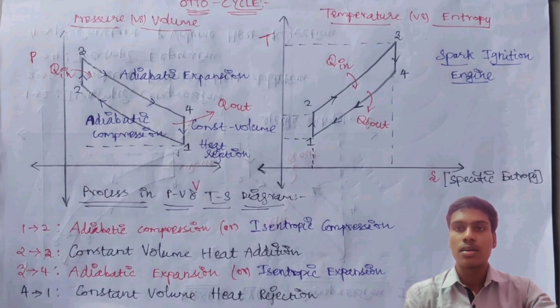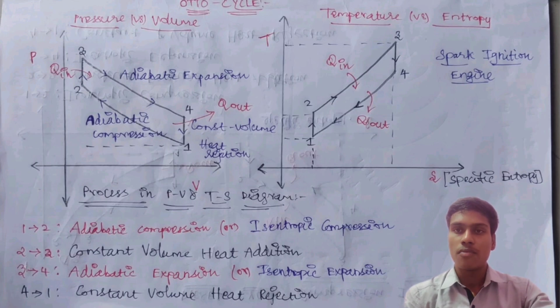The first process is isentropic compression or adiabatic compression. The adiabatic process also comes under the isentropic process, so we don't need to worry about it. Both are the same. And the first process, 1 to 2, as I marked in the figure with the arrow mark, you can see 1 to 2 is isentropic compression. There will be a compression of the piston inside the cylinder. This is the first process.